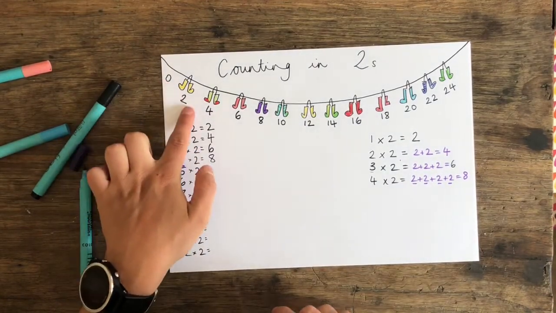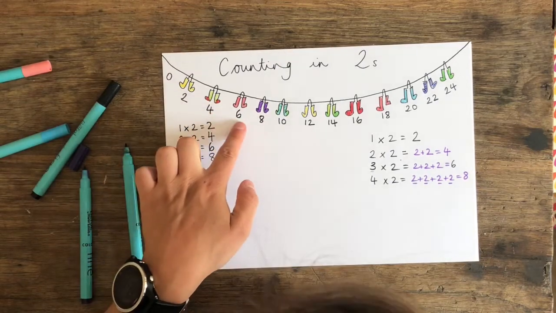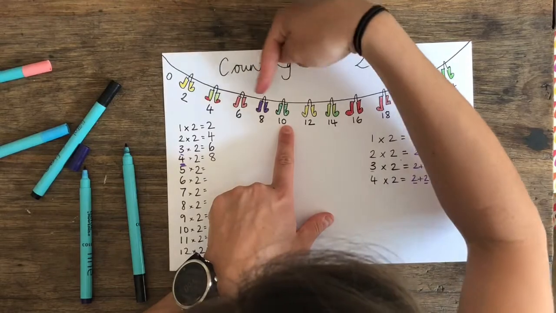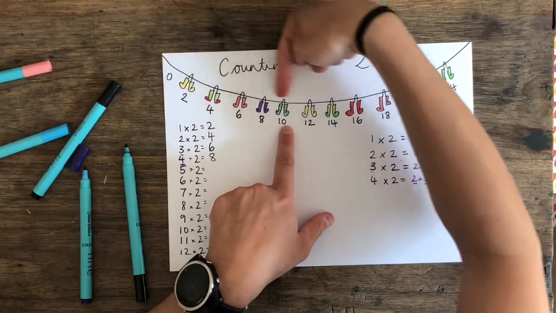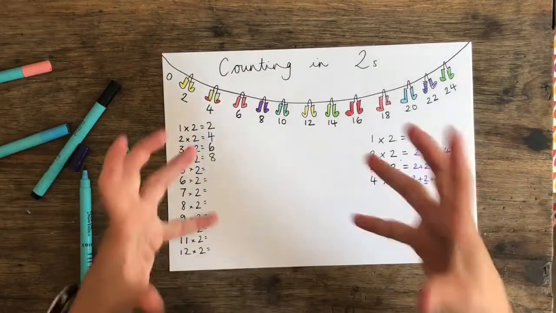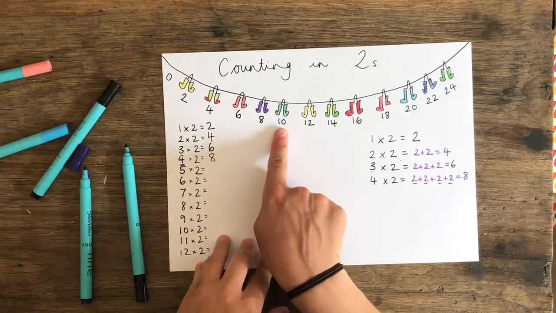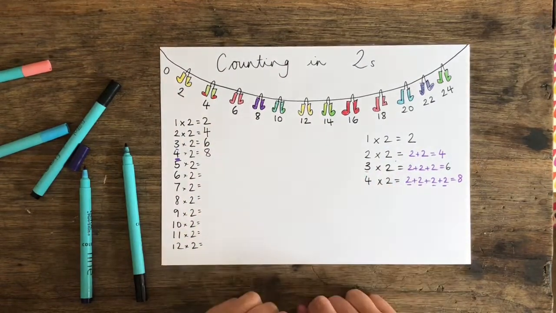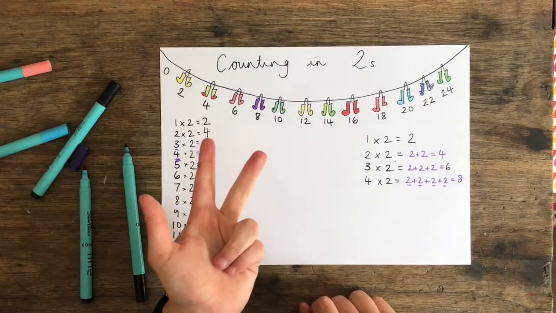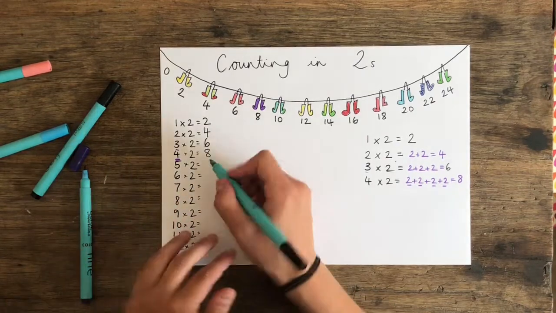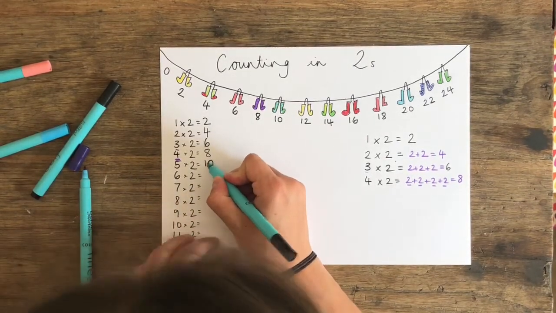0, 2, 4, 6, 8, 10. Let's count. 1, 2, 3, 4, 5. I've got 5 pairs of socks. So my total number of socks, if I've got 5 pairs, is 10. I could count using my fingers. 2, 4, 6, 8, 10. 5 times 2. 5 times 2 is 10.